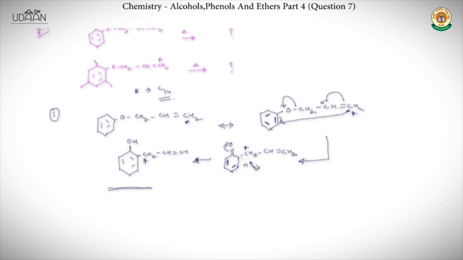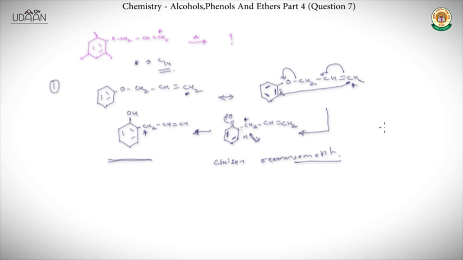Now let us see what will happen in the second, and this reaction is called the Claisen rearrangement, of phenyl allyl ethers. Let us see now what will happen with the second compound. Now the first step in this reactant is also the same.